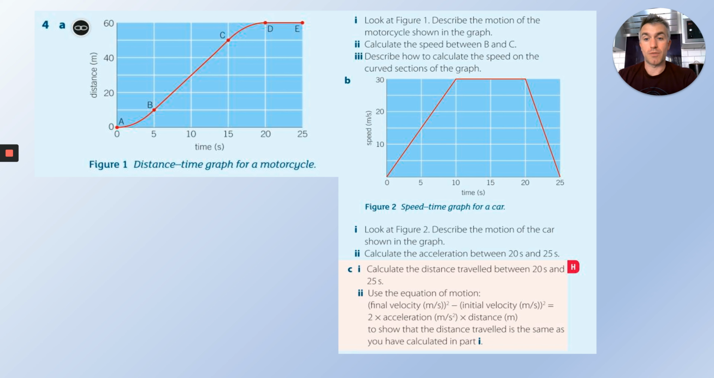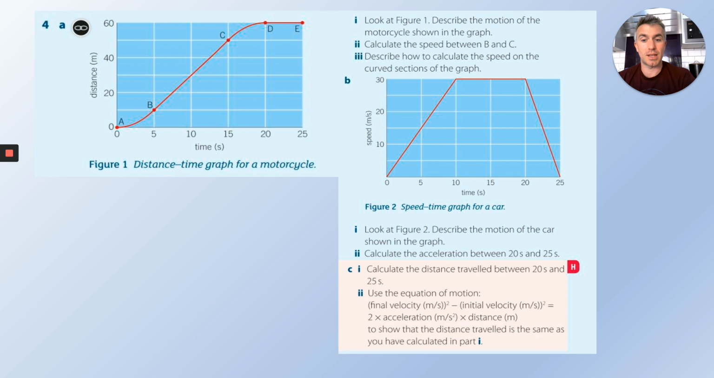Part B, a new graph. This time it's a speed time graph. Look at the graph. It shows the motion of the car. Describe the motion of the car shown in the graph. Look at that one. It's different. It's a speed time, not a distance time. Same time on the x-axis, different on the y-axis.